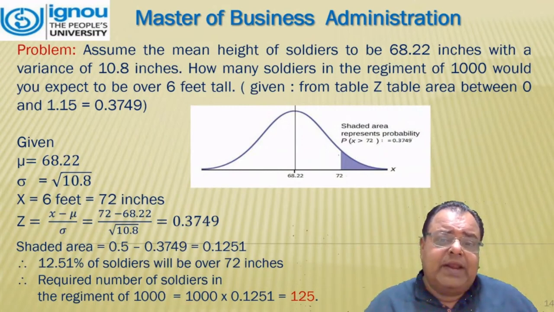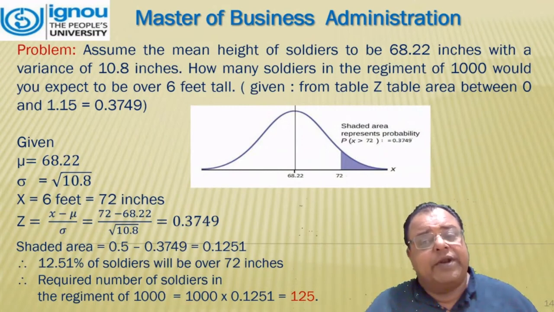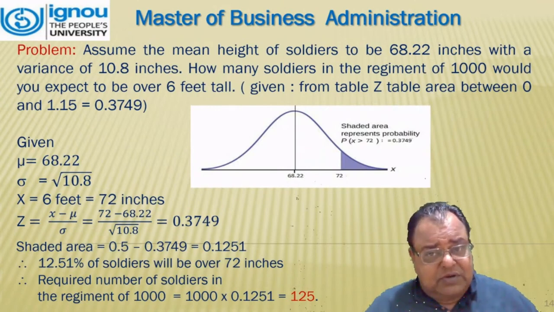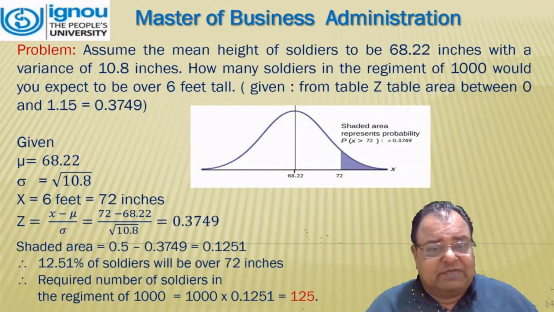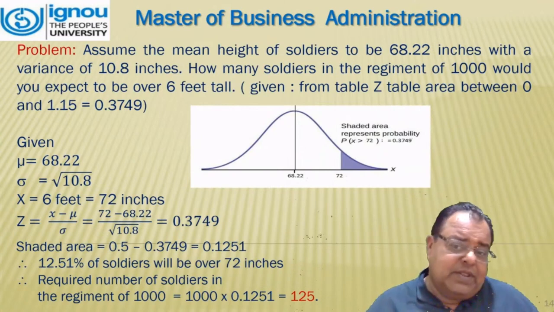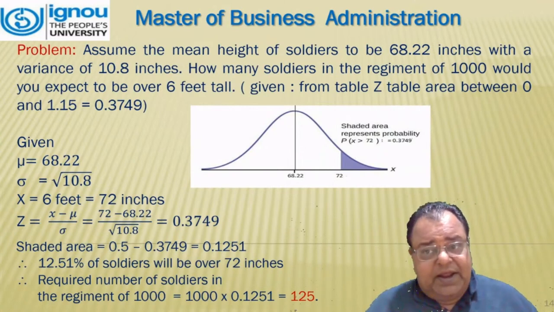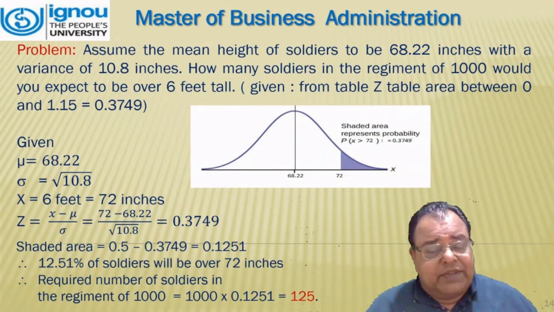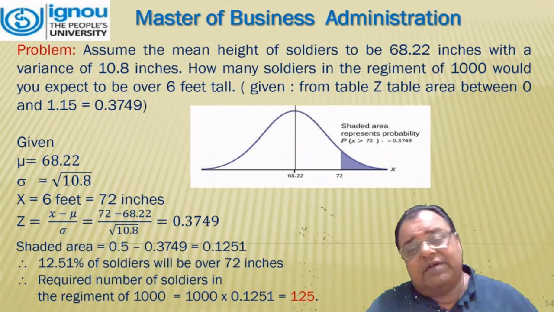We assume that the mean height of soldiers is 68.22 inches with a variance of 10.8 inches. How many soldiers in the regiment of 1000 would you expect to be over 6 feet tall? You are given the tabulated value of z for the area between 0 and 1.5 as 0.3749. If the tabulated value is given to you in the problem, you don't have to refer to any table. Now, what is given to us?